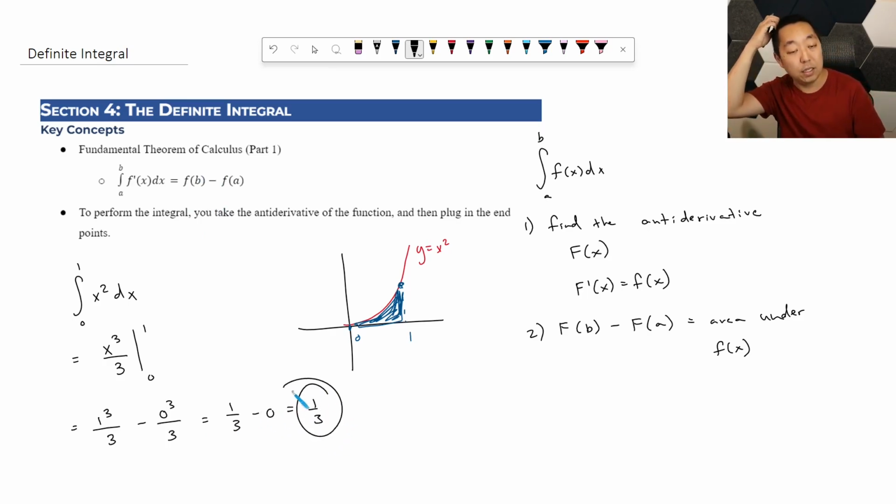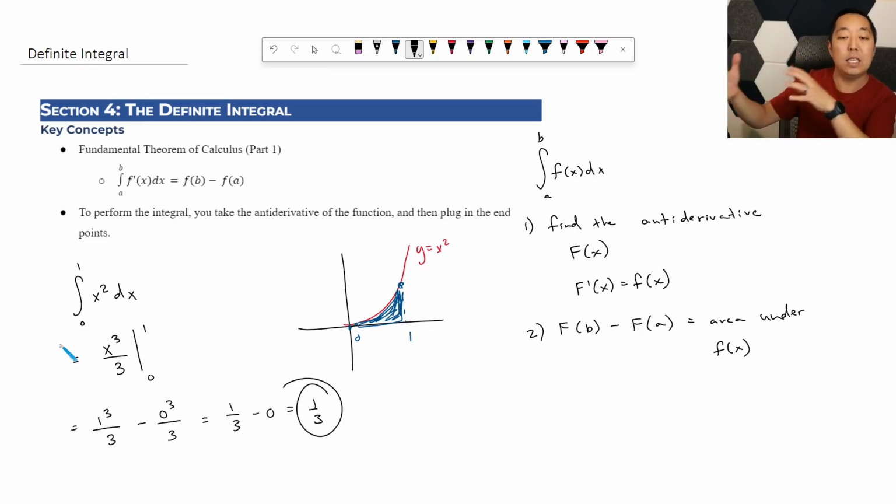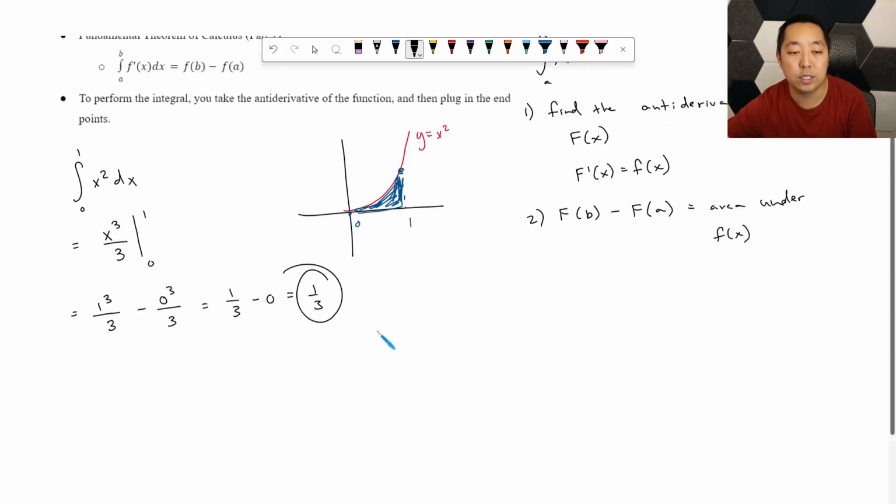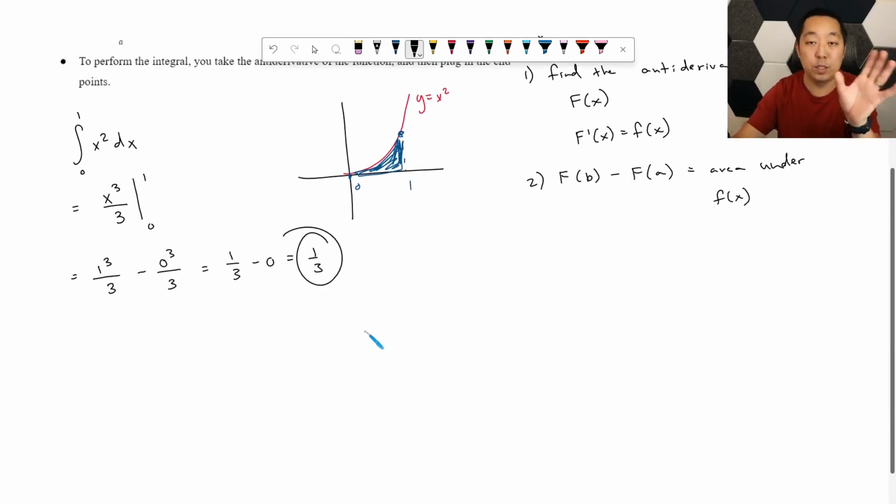If you look back when we did this example with the limit definition, we also would have gotten 1/3 for the area under the curve there. So this is a much faster method. We're never going to use that limit definition to compute an integral. We're only going to use finding the antiderivative and plugging in the endpoints. Let's do one more example, and then there are a bunch more examples after this.